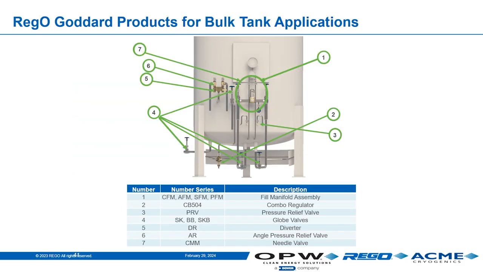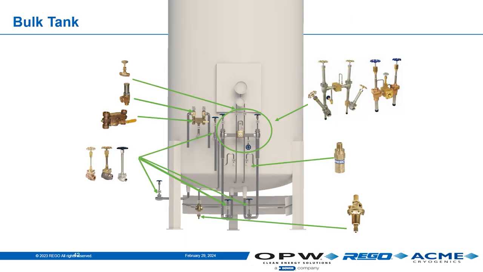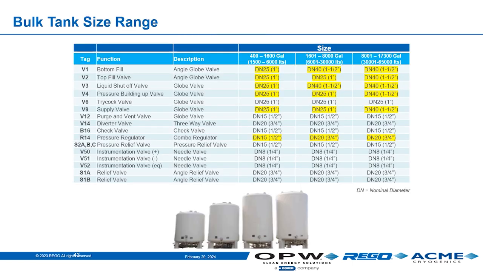And then these are the Rego products, the category and family of products and what they are and where they go. That just gives you a picture of them. And then this was, I think, based on the size of the bulk tank itself, which helps determine the size of the proper valve that goes on it and the differences between the two.